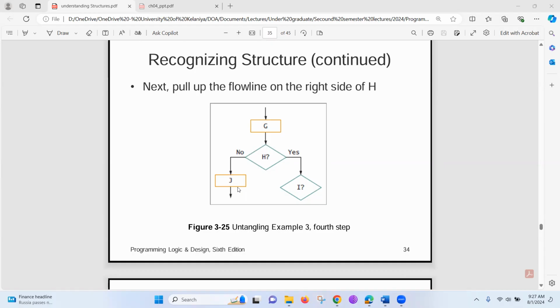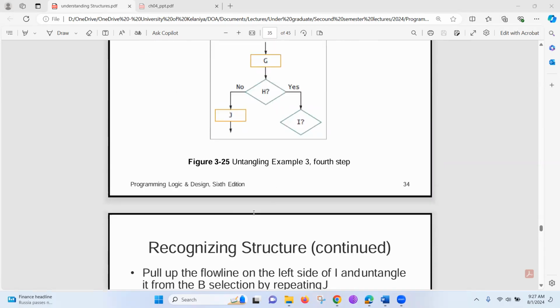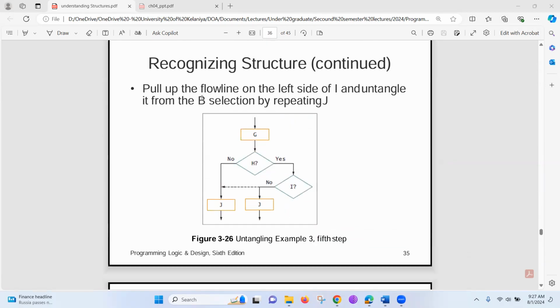But after that, it begins. Yes. Here, pull down the left side of I and untangle it from the B selection by repeating J. Yes, they have made it correctly. Yes, you need to take a decision like this, but you can't connect it like this.